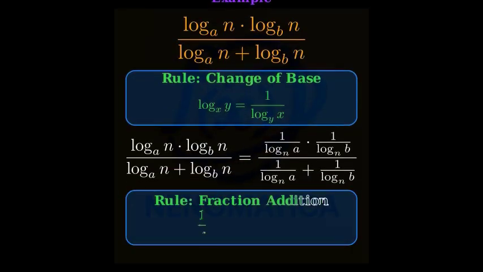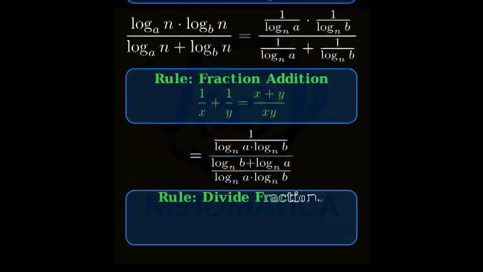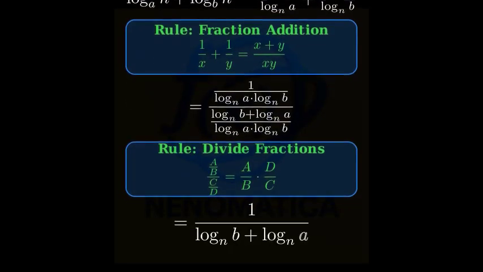Step 2. Multiply the fractions in the numerator and add the fractions in the denominator using a common denominator of log base n of a times log base n of b. Step 3. Divide the complex fraction. Multiply by the reciprocal and cancel the common factor.